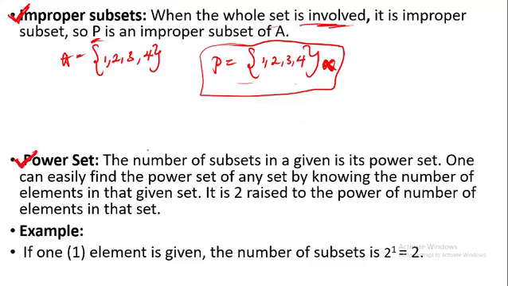Next we have what we call the power set. The power set helps us to understand the number of elements or subsets in a set. It helps us to identify the number of subsets of a set. Mark that this power set is what helps us determine the number of subsets of a given set.